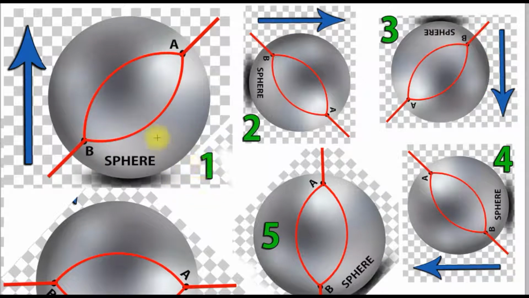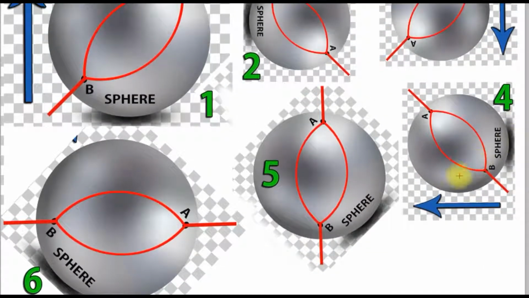For example, number 1 and number 3 are exactly the same, because it doesn't really matter on a sphere whether you draw this line arcing north or arcing south. It doesn't matter. The distance is the same. But let me show you. So number 2, I turn this way, number 3 is upside down. Now it's exactly, 1 and 3 are the same.